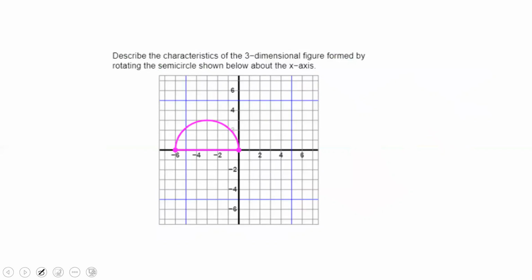First, let's consider this. It says, describe the characteristics of a three-dimensional figure formed by rotating the semicircle shown below about the x-axis. Okay, so we're going to be rotating this semicircle around the x-axis. So we'd rotate that part around the x-axis, and this part, and this part. We'd rotate all of these pieces around the x-axis. Well, what does it look like I'm drawing here? Well, if I was more talented, it'd be more obvious. This is a sphere.